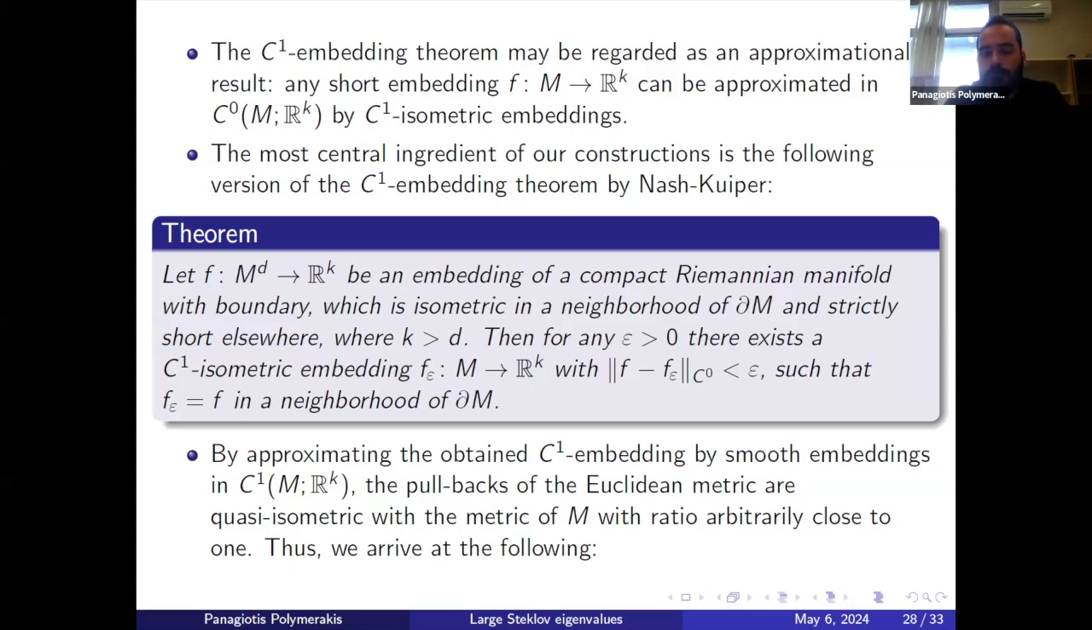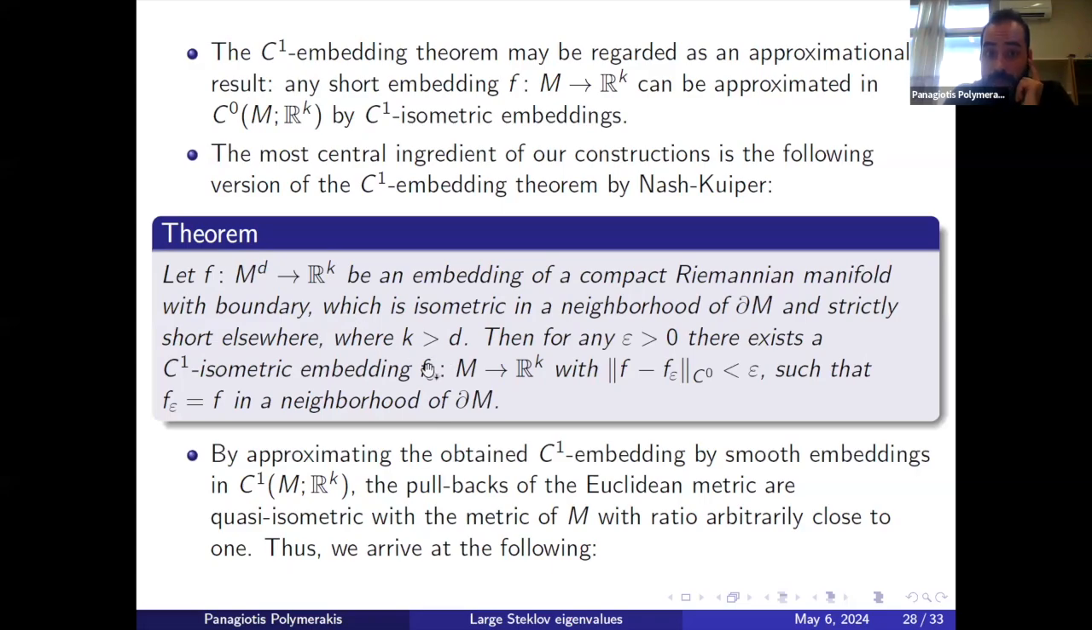Okay, so this is also a quite standard version among the experts, at least I guess, of the C1 embedding theorem, and will be quite important for our construction. However, we're not really interested in C1 embeddings and C1 submanifolds, since, as we said, they can behave very, very weirdly. So in order to obtain something interesting from this theorem, we need to approximate this C1 isometric embedding by smooth embeddings in the C1 sense.